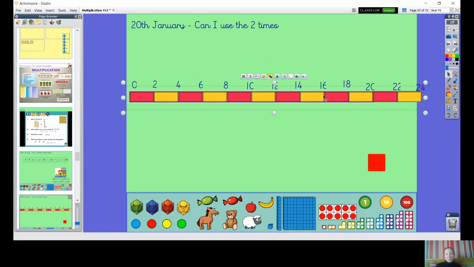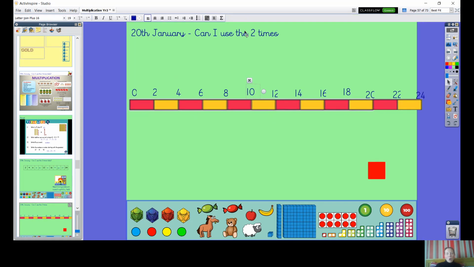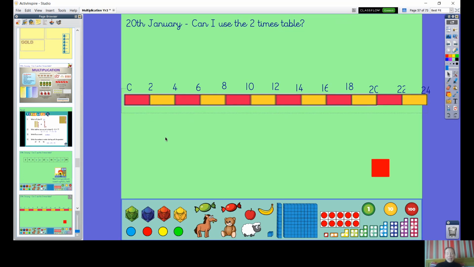So that's where we're going to be saying our 2 times table. So that is where we are going to be saying 1 times 2 is 2. 2 times 2 is 4. 3 times 2 is 6. So I'm going to point to it as we say our times table. 0 times 2 is 0. 1 times 2 is 2. Join if you can. 2 times 2 is 4. 3 times 2 is 6. 4 times 2 is 8.